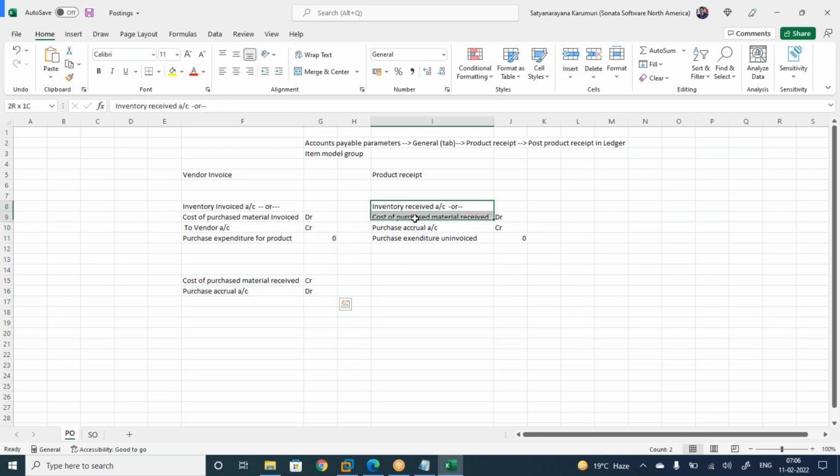Okay, any doubts in this area? Any questions? I hope it is clear.